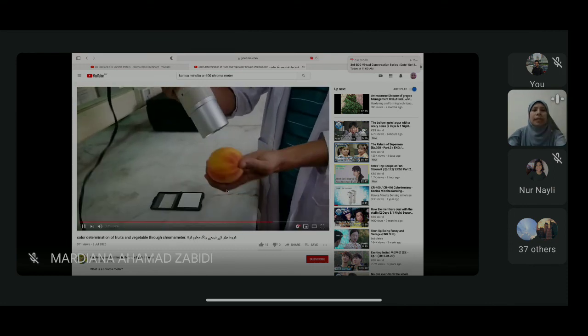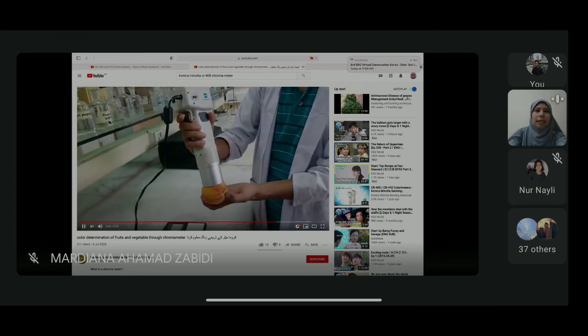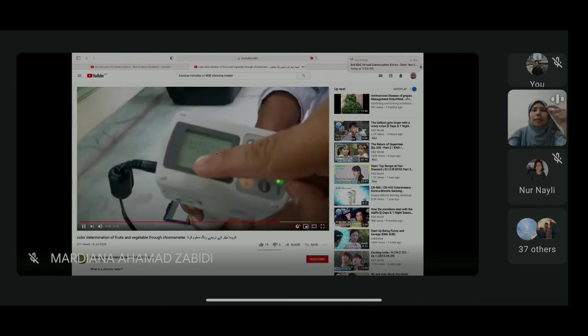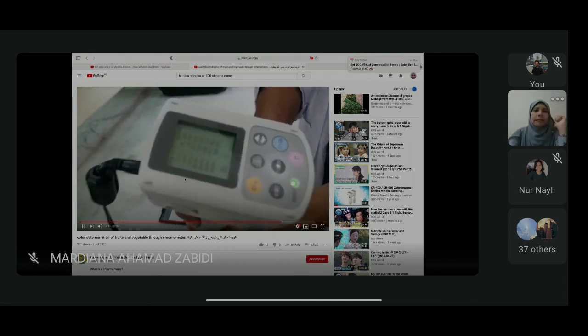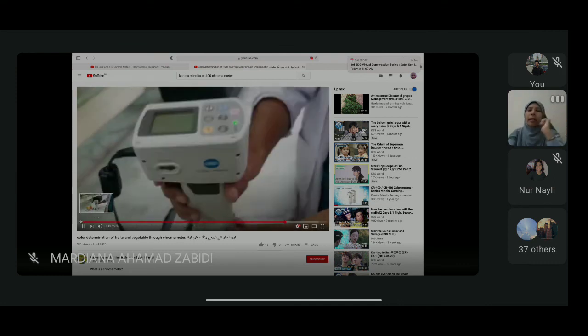Okay, bila nak check. Okay, nampak finger dia press dekat situ, dekat sini. Okay, so nanti nampak reading. Okay, so that reading yang kamu akan record nanti.